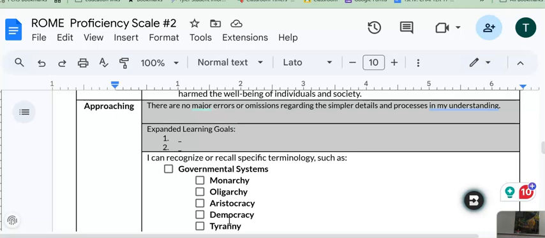I can recognize or recall. So here's what that means. If we're recognizing and recalling, basically, you can memorize what the words are, and you can define them. Okay? So I can recognize or recall. This is memorize and define. So I can memorize and define specific terminology, right? Specific.